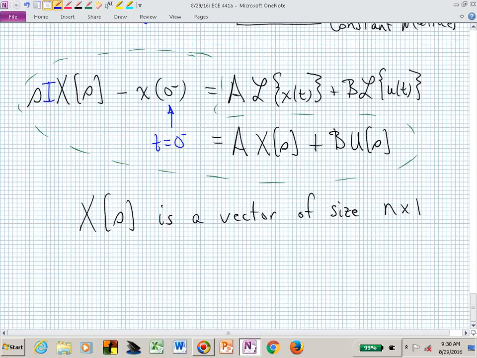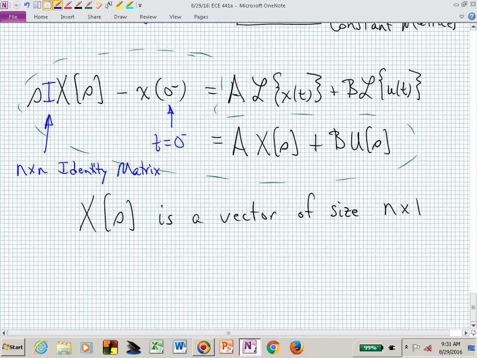In between this scalar s and this n by 1 dimensional vector capital X, I haven't changed anything. I've just now introduced a placeholder I, which is the n by n identity matrix. And if you go home and you multiply s times capital X(s), or sI X(s), you'll get exactly the same result.